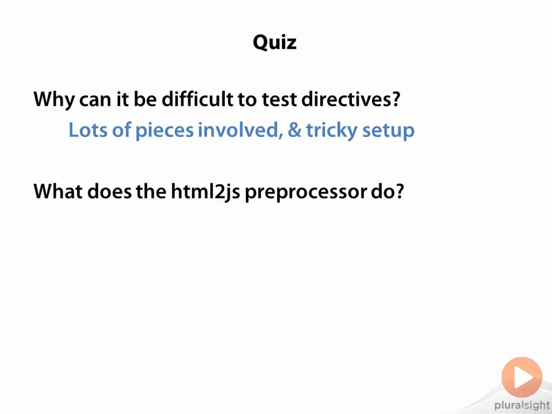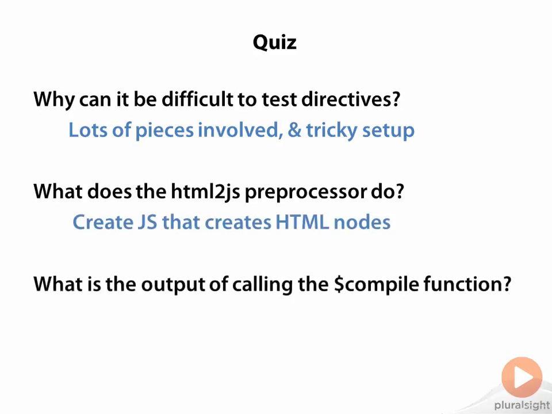What does the HTML to JS preprocessor do? The HTML to JS preprocessor will create JavaScript that will create HTML nodes analogous to the HTML that you feed it. What is the output of calling the compile function? The compile function outputs another function. This is the function you pass the scope object to when you're creating a directive for testing.